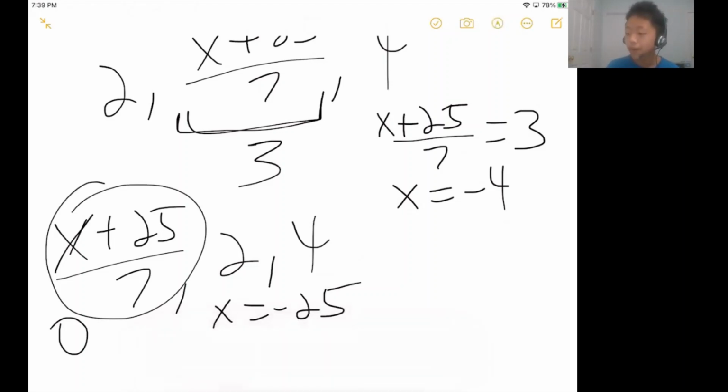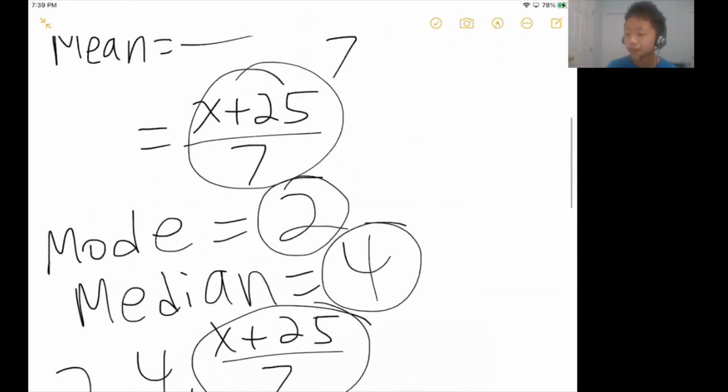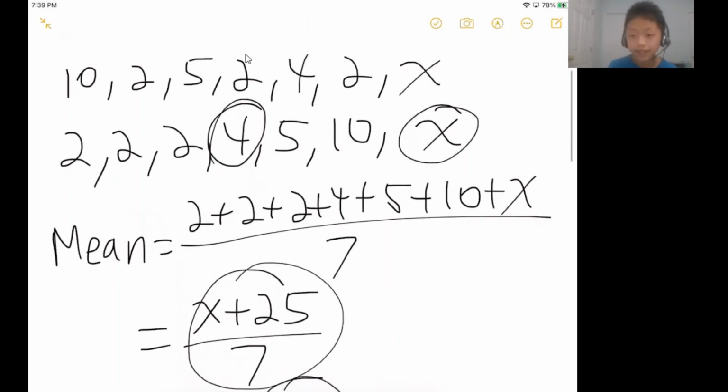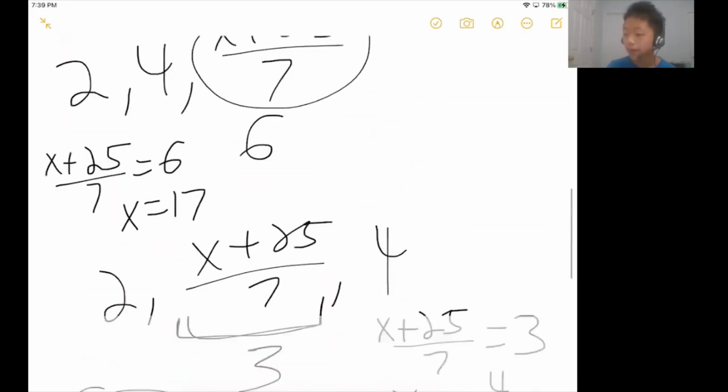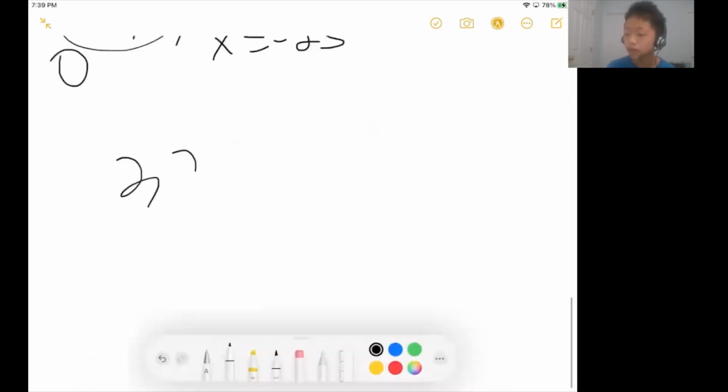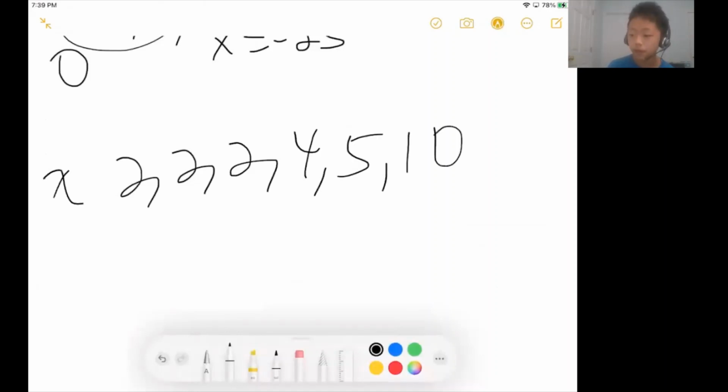So now we have a few more cases to consider. The next case is if x is a really small number. Here we assumed x is a really large number, but we might also have the case where the numbers are 2, 2, 2, 4, 5, 10, and x is a really small number. So x is the smallest number in the data set, all the way at the end.